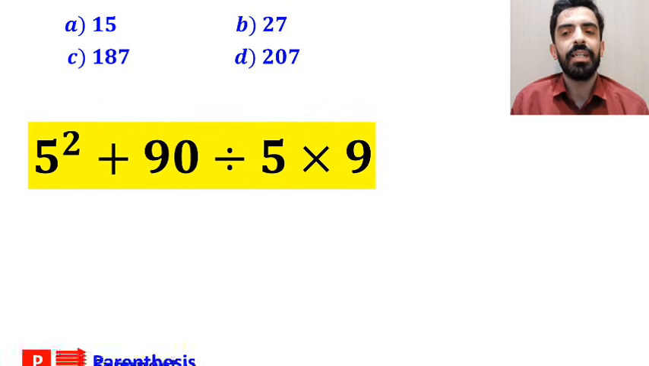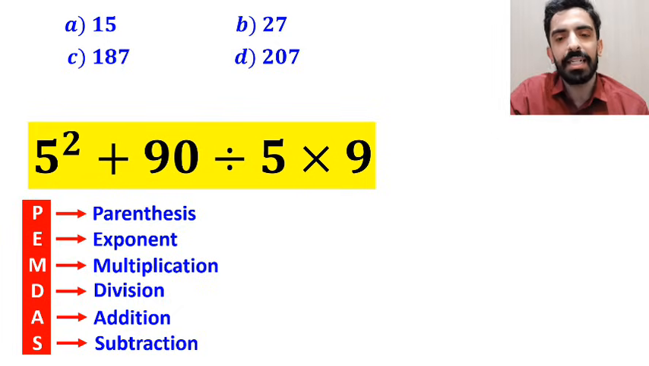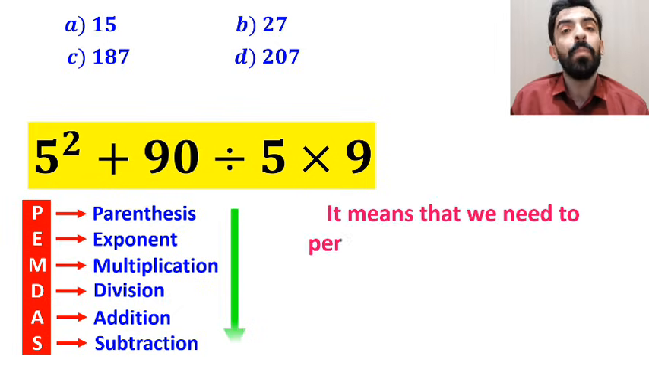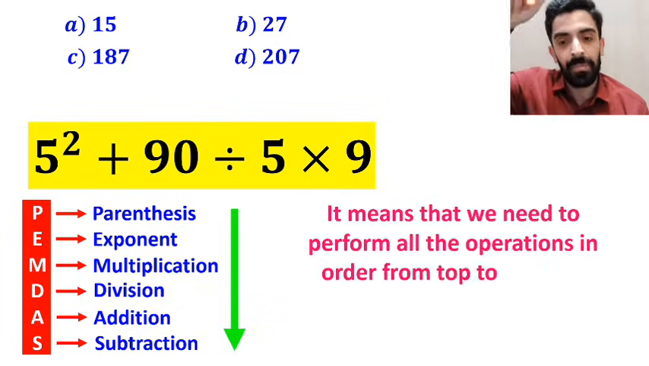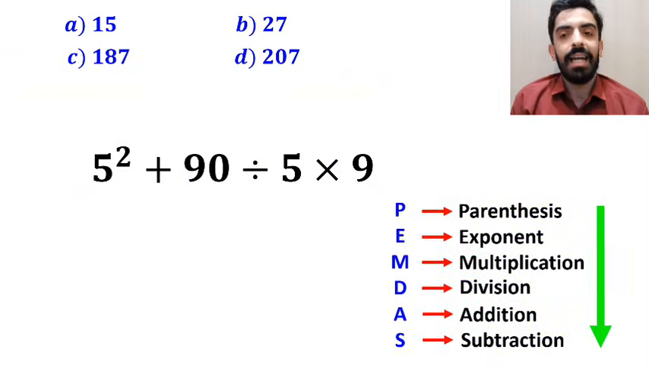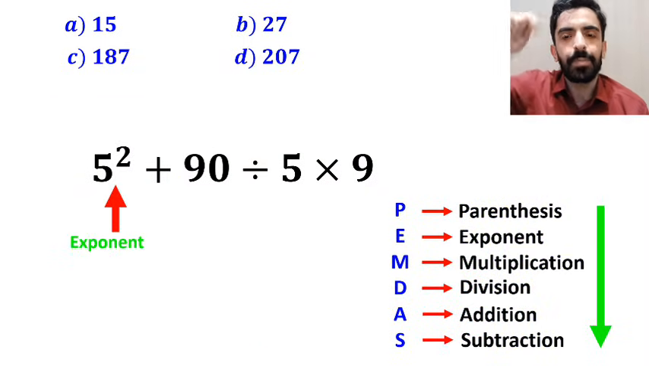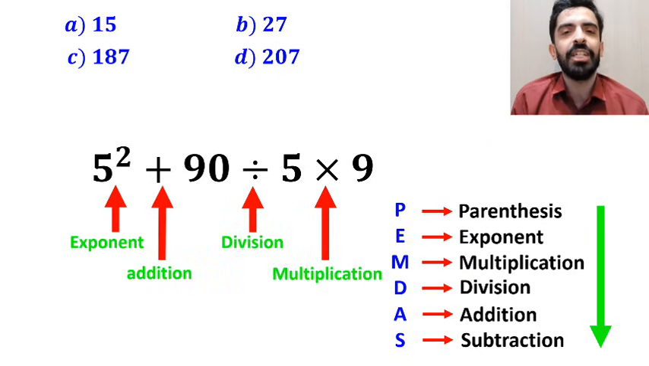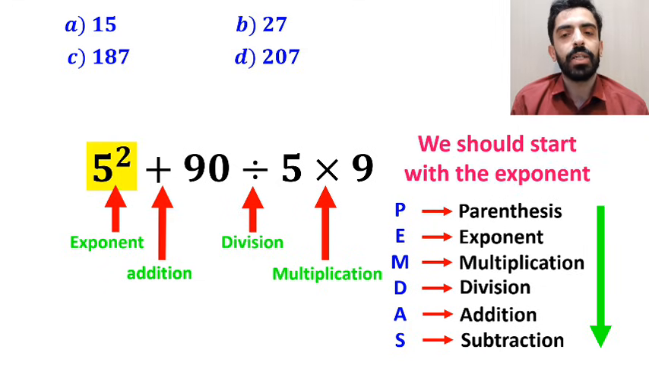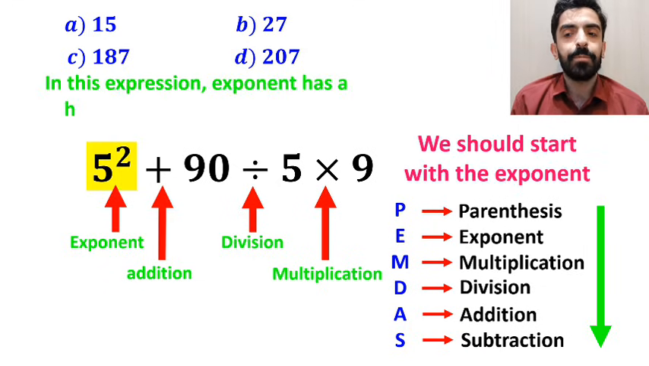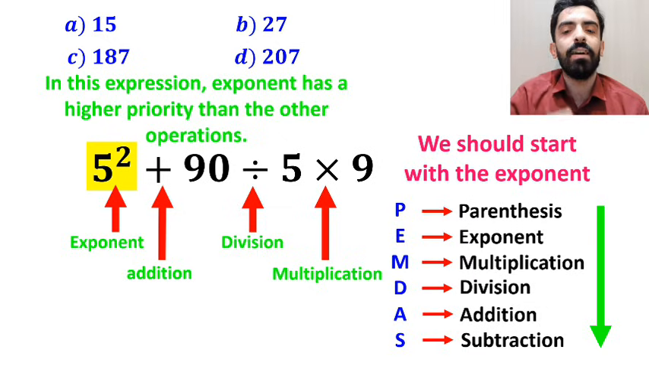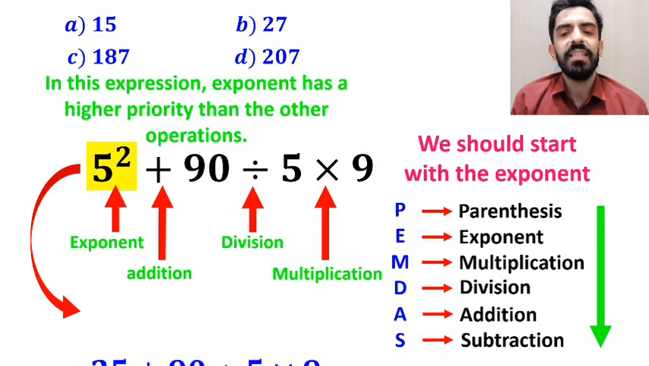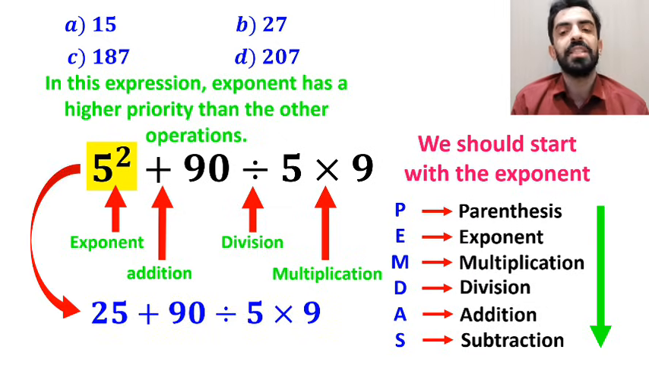To solve this question, we must follow the PEMDAS rule step by step. It means that we need to perform all the operations in order from top to bottom. Alright, as you can see on the screen, in this expression, first we have an exponent, then an addition sign, followed by a division, and finally a multiplication. We should start with the exponent, because in this expression, exponent has a higher priority than the other operations. So, this expression simplifies to 25 plus 90 divided by 5 then times 9.